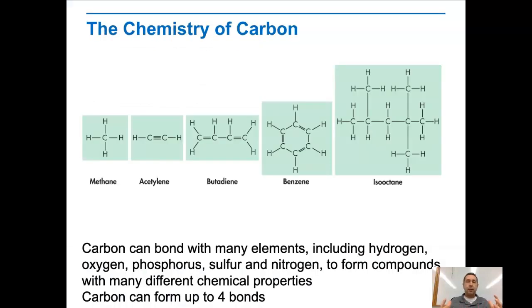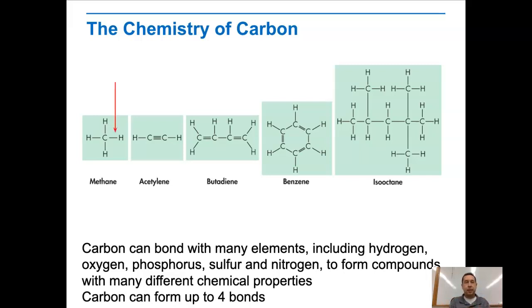So carbon is a unique atom. It can form up to 4 covalent bonds with other atoms. But in organic molecules, it bonds primarily to things like hydrogen and oxygen, but also things like phosphorus, sulfur, and nitrogen to make up the 4 different types of organic compounds. And you can see some examples here.